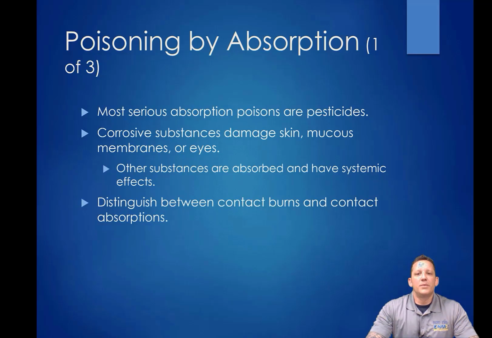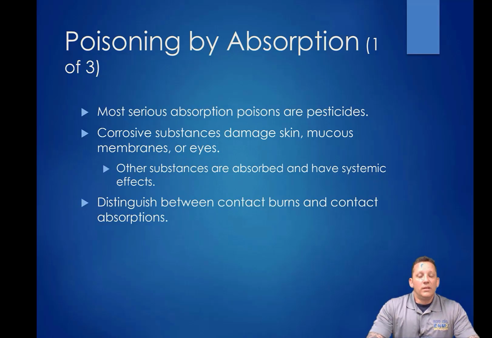Corrosive substances that can damage the skin, the mucous membrane, or the eyes would be something like an acid, like battery acid, sulfuric acids. Other substances can be absorbed and they have real high systemic effects, which means that they're going to affect many different body systems once they've actually made it into the bloodstream and get to their targeted organs. Being able to distinguish between contact burns and contact absorptions is probably paramount to your ability to treat.